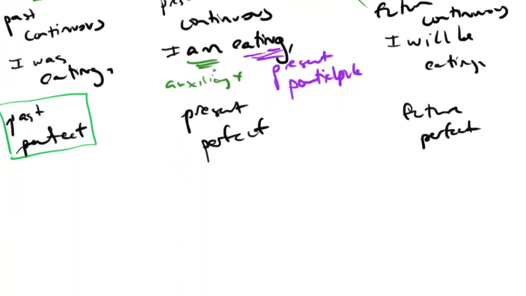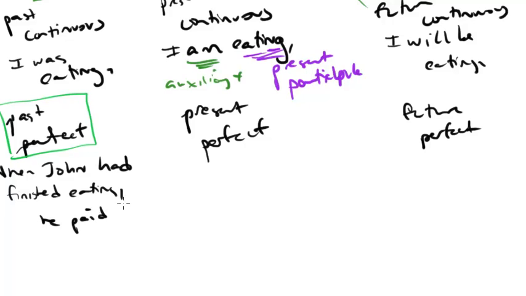So what does past perfect do? Well, there's a lot of potential functions for past perfect, but its main function is to show the order of things in the past. So if I say something like, when John had finished eating, he paid the bill. Now, this is not a great example. I really should come up with a better one. But what this shows is an order, right? First, John finished eating, then he paid the bill.